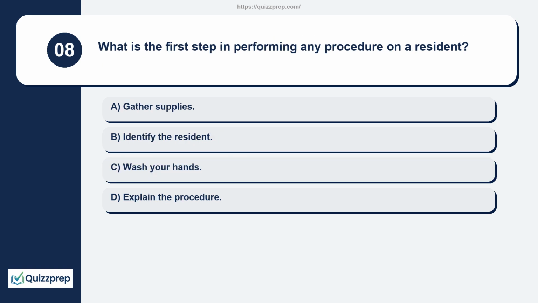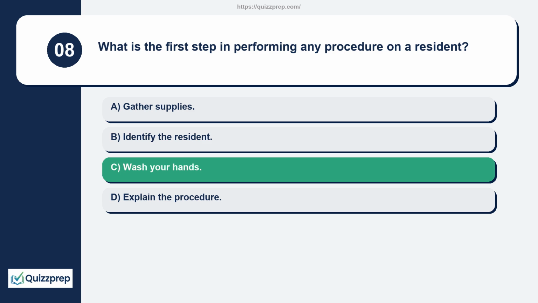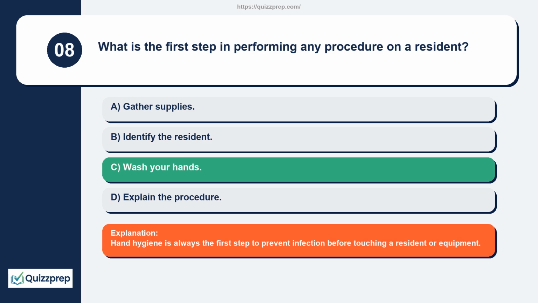Question 8. What is the first step in performing any procedure on a resident? Gather supplies. Identify the resident. Wash your hands. Explain the procedure. Hand hygiene is always the first step to prevent infection before touching a resident or equipment.